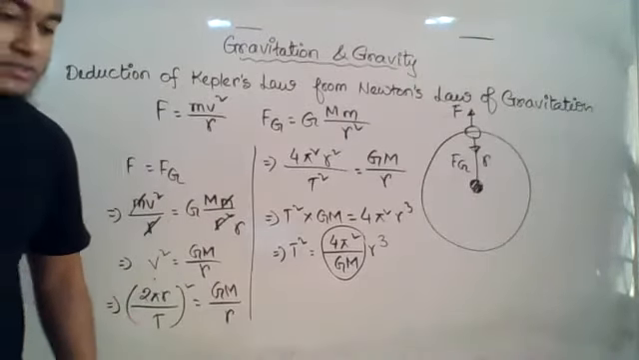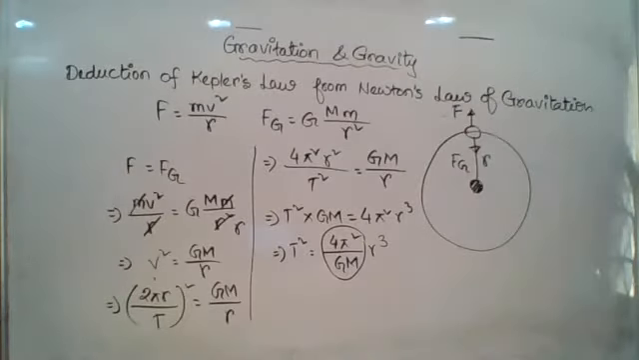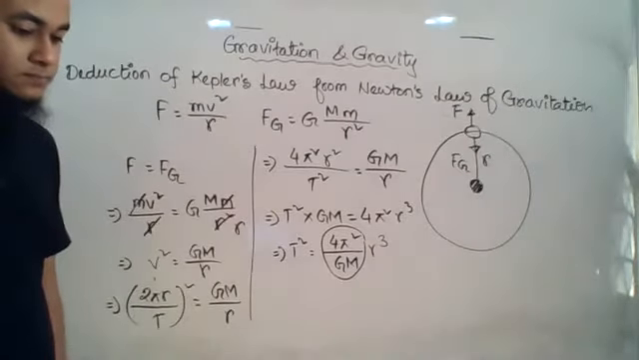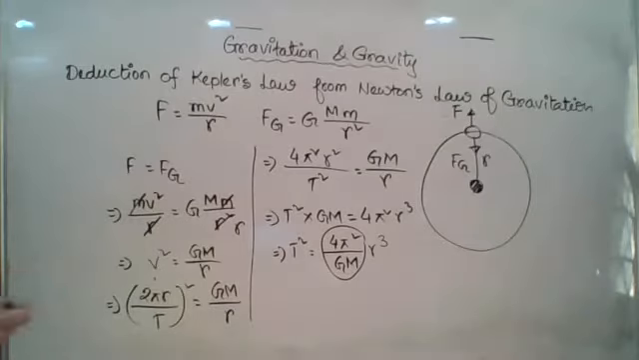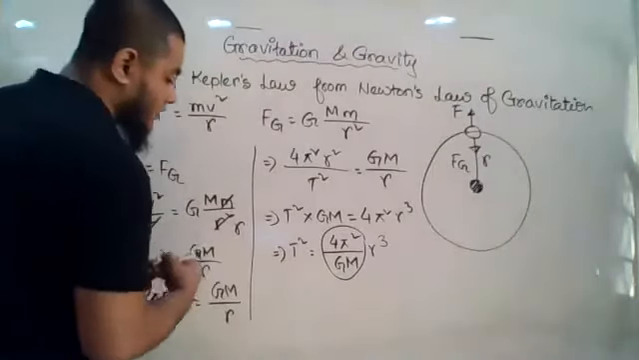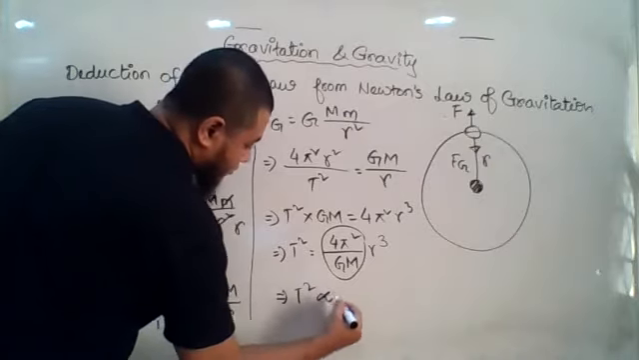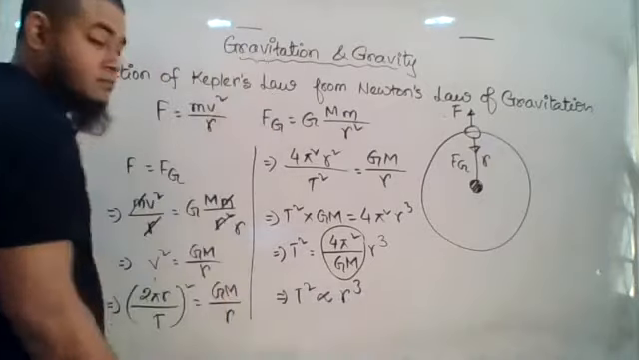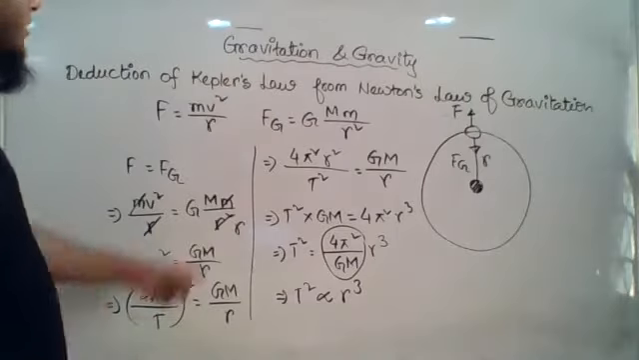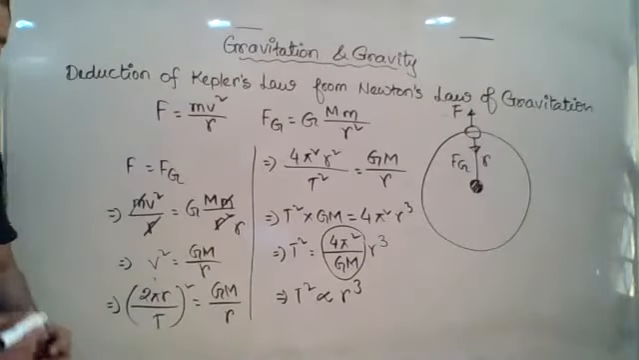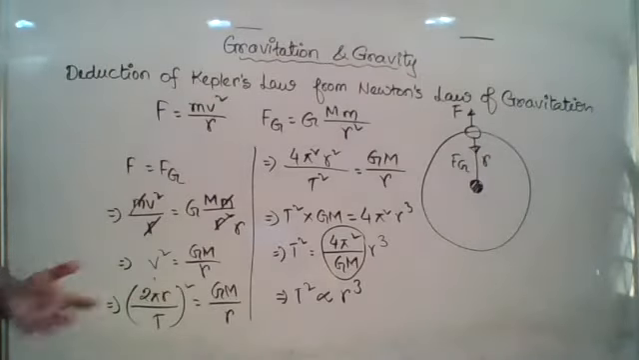This part is constant or variable? Constant. So this part is constant. So if I take it out, then I can write t square is proportional to r cube, right? That is Kepler's third law. We are actually proving the third law because only this contains some mathematics, right? Some equation.